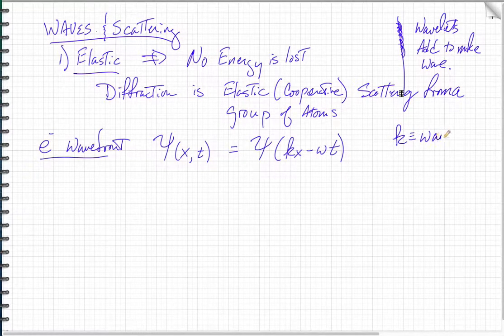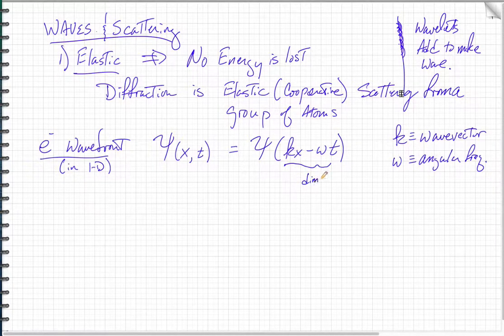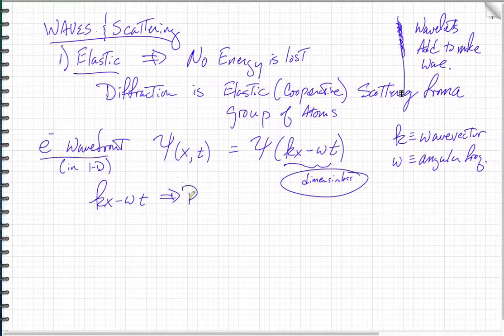k is defined as the wave vector, and omega is defined as the angular frequency. Okay, this is in 1D. It's important to remember that this kx minus omega t is dimensionless, and kx minus omega t is the phase of the wave. All right, let's stay in 1D.